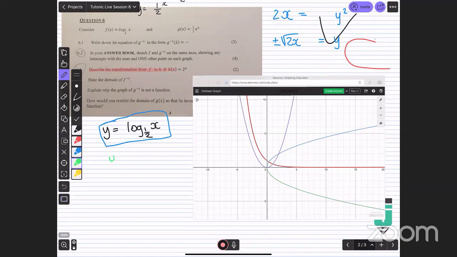Exponential. Yes, because the inverse of a log graph is exponential. But what's the equation? Y is equal to a half to the power of x. Okay, do you see that? It's nearly there. You see something very quickly. What's another way of writing a half? 2 to the power of negative.